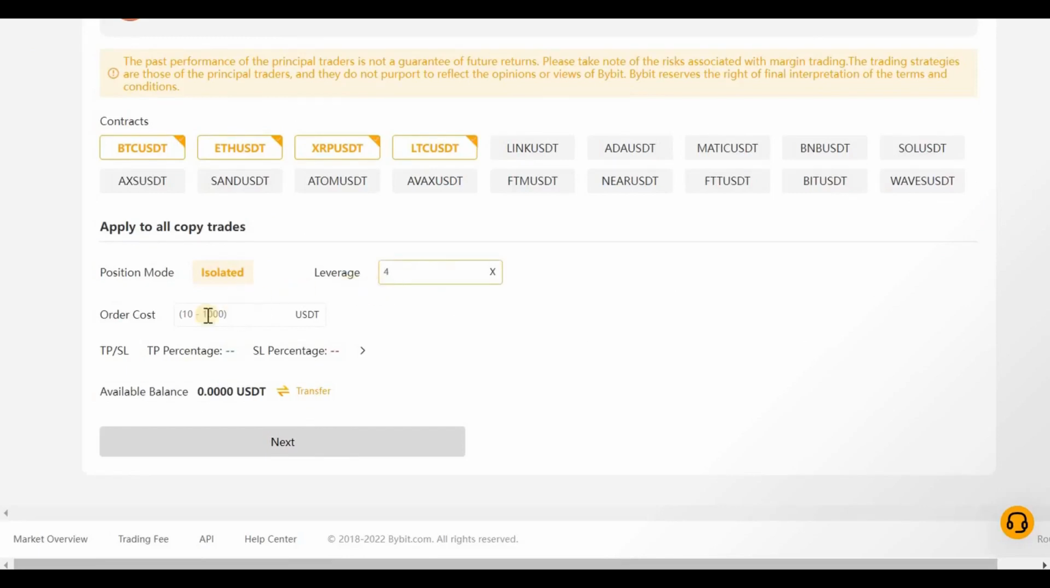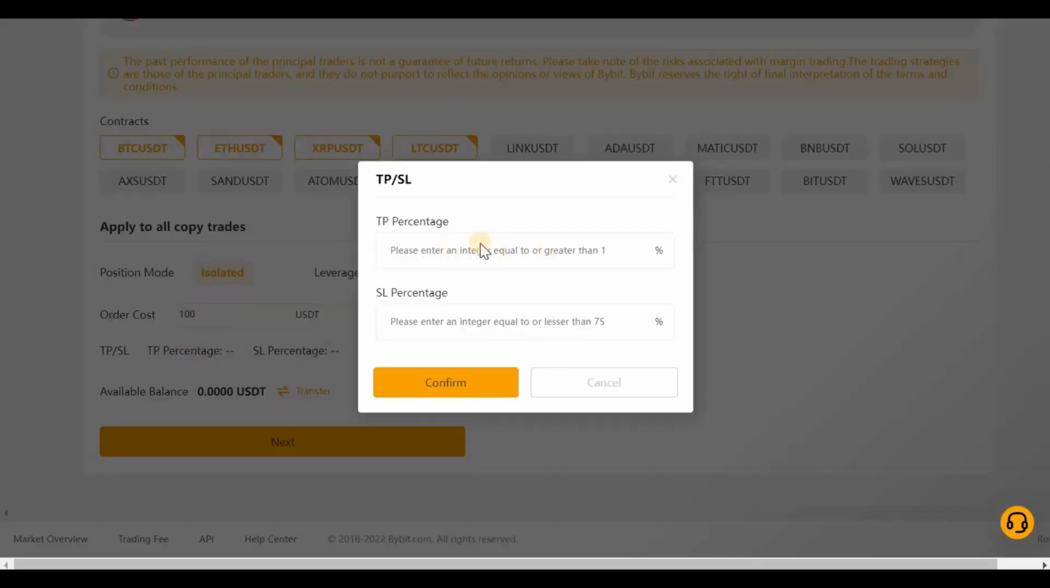The next section is to select your order cost, and this is from a range of 10 USDT to a maximum of 1000 USDT. Right now, I would select 100. And I can also input my take profit and stop loss. If I click on this, I can set my take profit to 20% and my stop loss to 5%. I would go ahead and click on confirm.